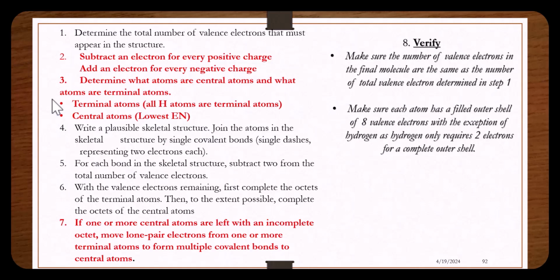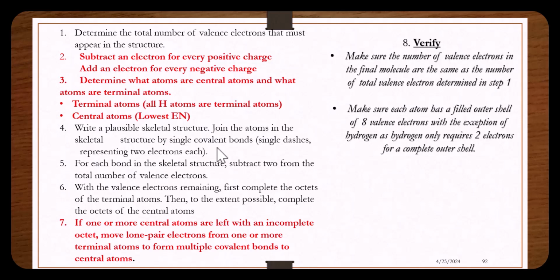The 8th and most important step is to verify. Make sure the number of valence electrons in the final molecule are the same as the number of total valence electrons determined in step 1. After that, make sure that each atom has a filled outer shell of 8 valence electrons, with the exceptions of hydrogen, as hydrogen only requires 2 electrons to complete the outer shell.